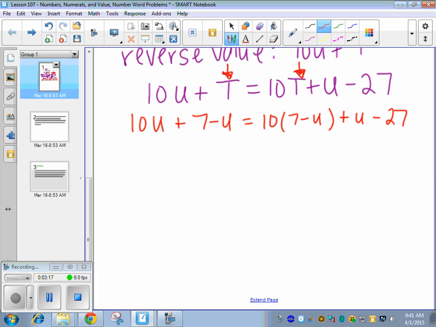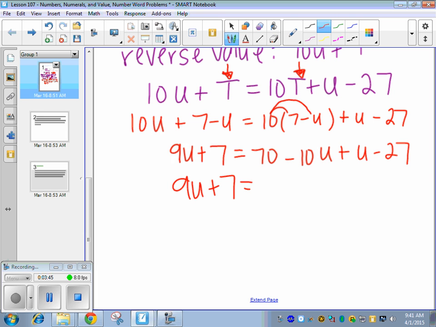Now I have all u's, so I can just solve it. So I'm going to combine like terms here. I have 10u minus 1u, so that's 9u plus 7. And I'm going to distribute the 10, so this would be 70, and this would be minus 10u. And I'm going to combine like terms now on the right-hand side. So I have a negative 10u and a plus 1u, so that's negative 9u. And I have 70 minus 27, so 43.